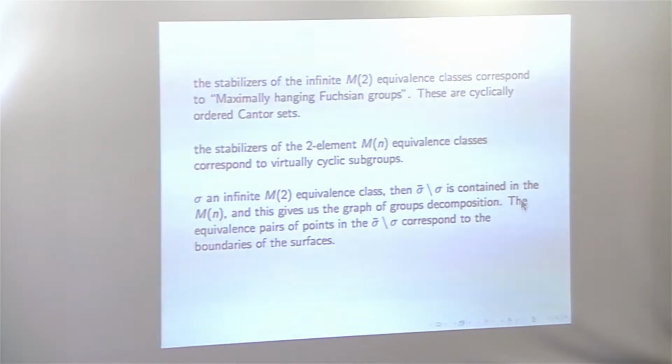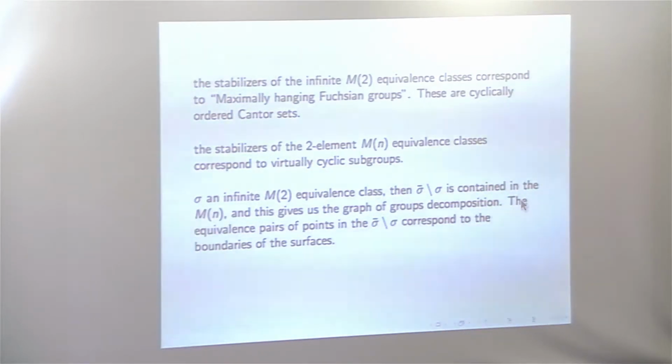Okay, so the stabilizers of these M2 equivalence classes, the ones where when I remove 2 points, it breaks the whole thing up into 2 pieces, correspond to the maximal hanging Fuchsian groups. What he really proves is that these are Cantor sets, and moreover, they're cyclically ordered Cantor sets. And the stabilizers of the M2 equivalence classes are the only ones that can be infinite. The stabilizers of the other, finite Mn equivalence classes correspond to the virtually cyclic subgroups.